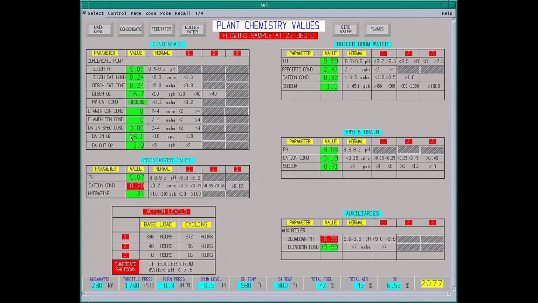Then you have your deaerator oxygen. This shows oxygen coming in, oxygen coming out. This tells you how well your deaerator is working. You have to play with steam temperatures or venting to make sure this is running correctly.